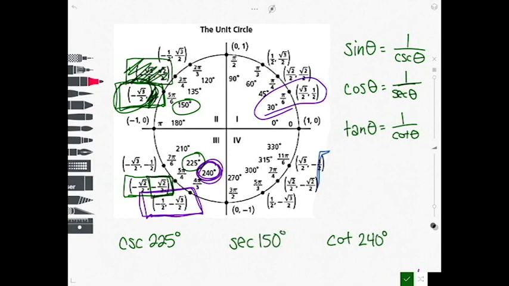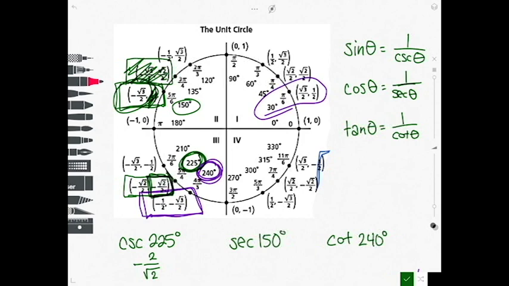So for this first one, cosecant, we're going again to this 225 degree angle, and we are still looking at that y coordinate because it has to do with sine. Cosecant has to do with sine, but it's the flipped over version. So instead of writing this number, negative root 2 over 2, I flip it over: negative 2 over root 2. And we'll come back to that.